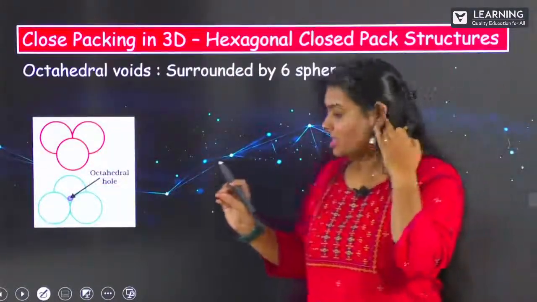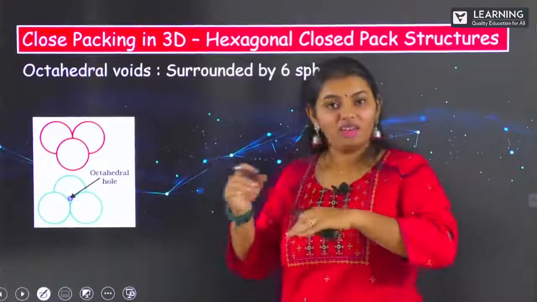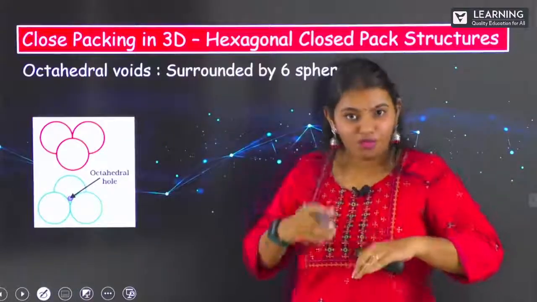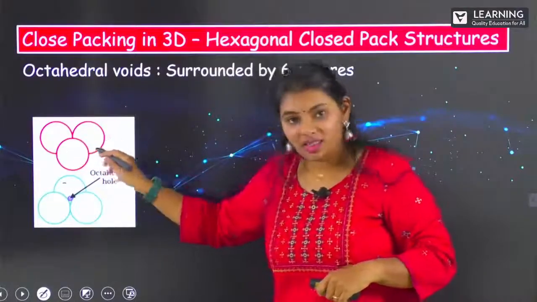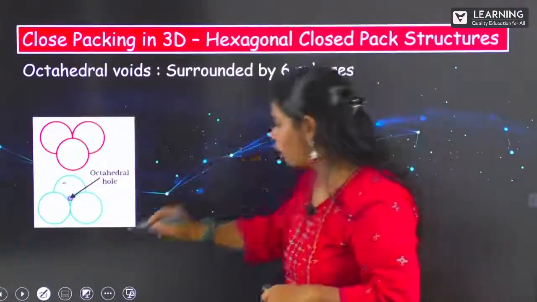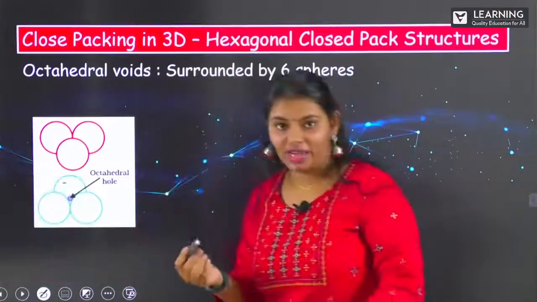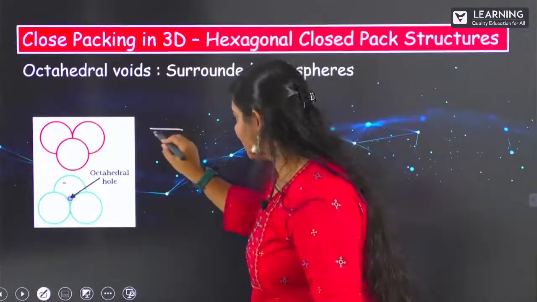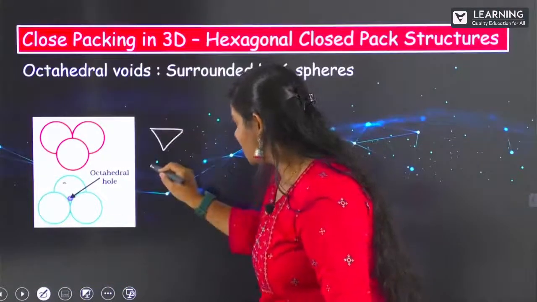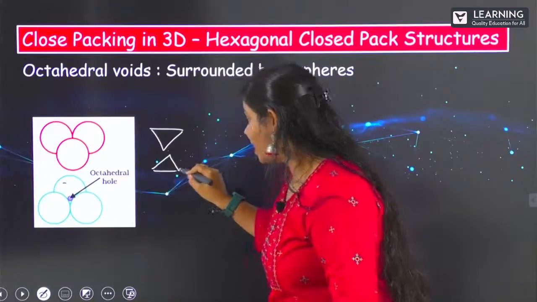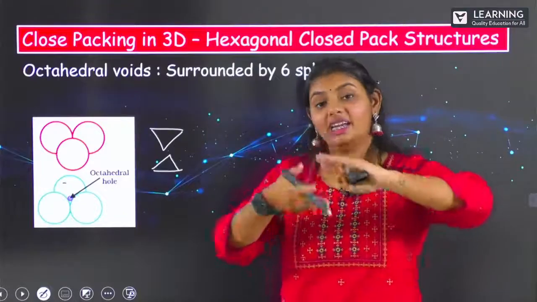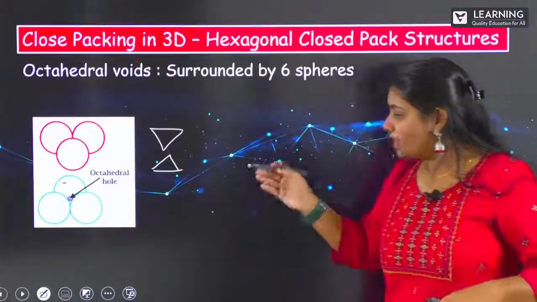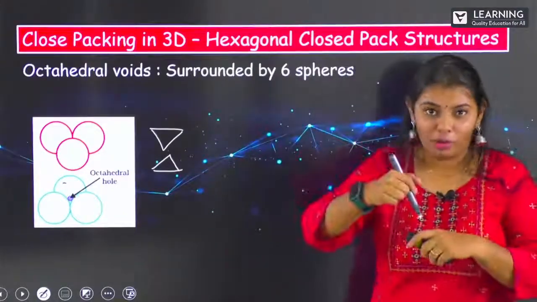So here you can see the arrangement, what is happening when the second layer is placed above the first layer. You can see here there are 3 spheres, above there are 3 spheres, but the arrangement is in the form of a triangle, right? Here, this triangle is formed this way and this triangle is formed this way. The apexes are opposite to each other. It is not the same like this. It is opposite to each other. So when they are opposite to each other, there is a void formation, correct?